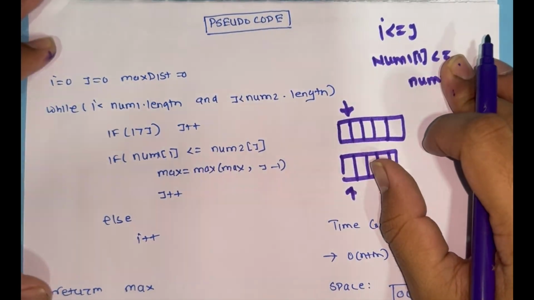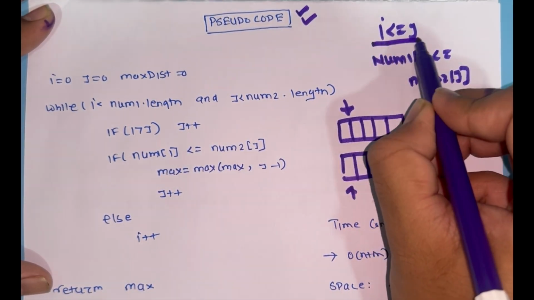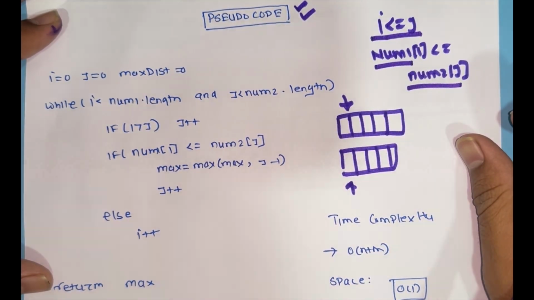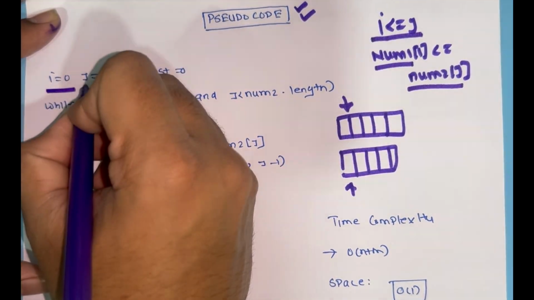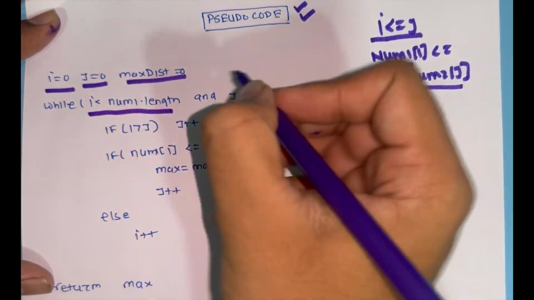Okay, so let's go to the pseudocode. You remember the conditions. We are checking that i should be less than or equal to j and nums1 of i should be less than or equal to nums2 of j. So what we are doing is setting i equal to 0, j equal to 0, and a max distance, and we are iterating till the end of both the arrays.